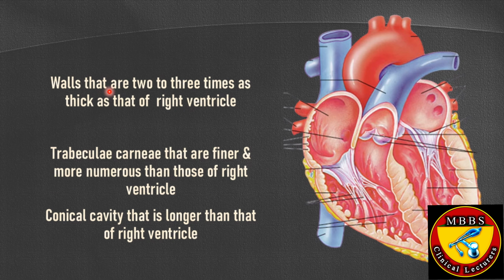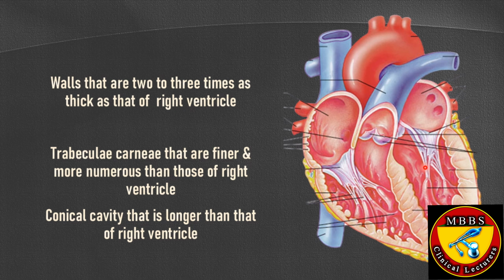Now the walls are 2 or 3 times as thick as the right ventricle. The wall of the left ventricle is 2 to 3 times thicker than the right ventricle. Trabeculae carneae that are finer and more numerous than those of the right ventricle. Trabeculae carneae which are more fine or more thin and more numerous on the left side as compared to the right side. Conical cavity that is longer than that of the right ventricle.